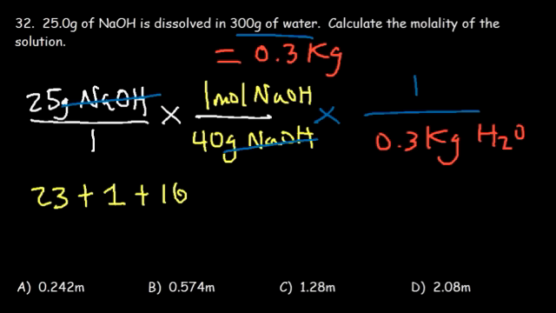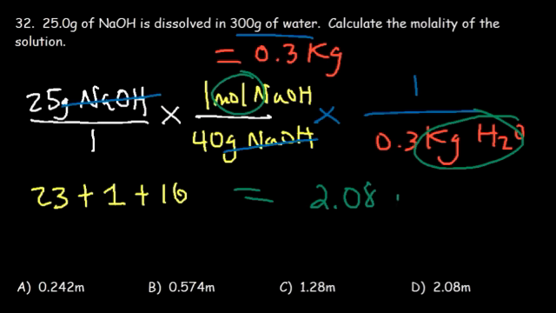Whenever you have moles on top and kilograms of solvent on the bottom, that's going to give you the molality. So 25 divided by 40 is about 0.625. That's how many moles we have. And if we take that number of moles divided by 0.3 kilograms, we get a molality of 2.08. So D is the right answer.